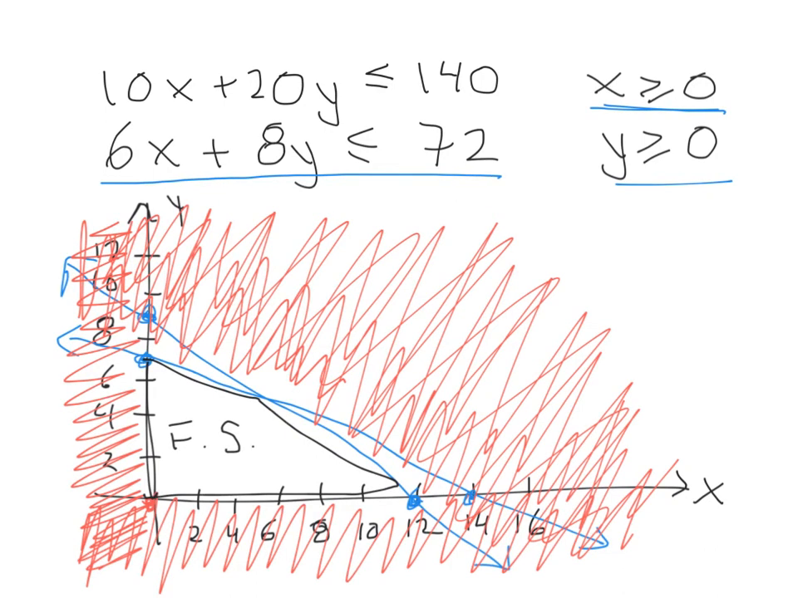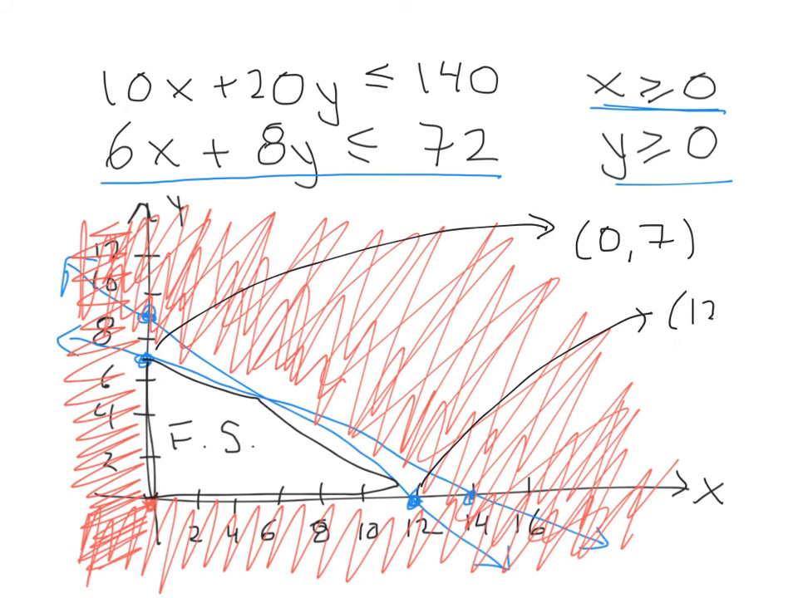We're not quite done yet. We need to identify the 4 corner points of this feasible set. 3 of them we can easily read right from the graph. This corner point here was our y-intercept. It's the point 0, 7. This corner point was an x-intercept at 12, 0. This corner point is just the corner point 0, 0.